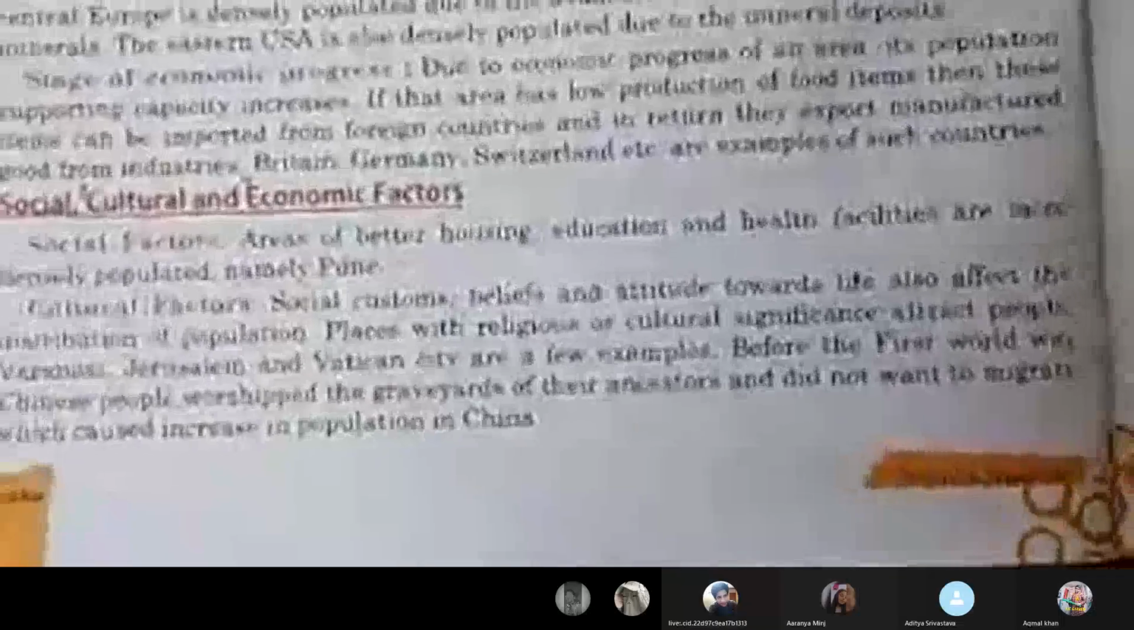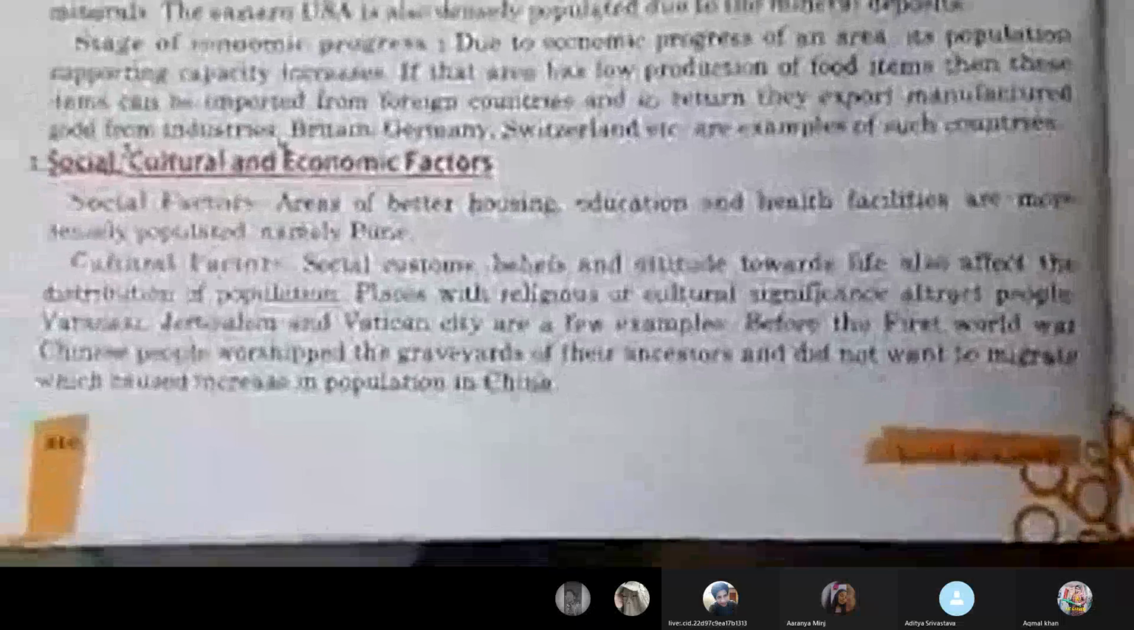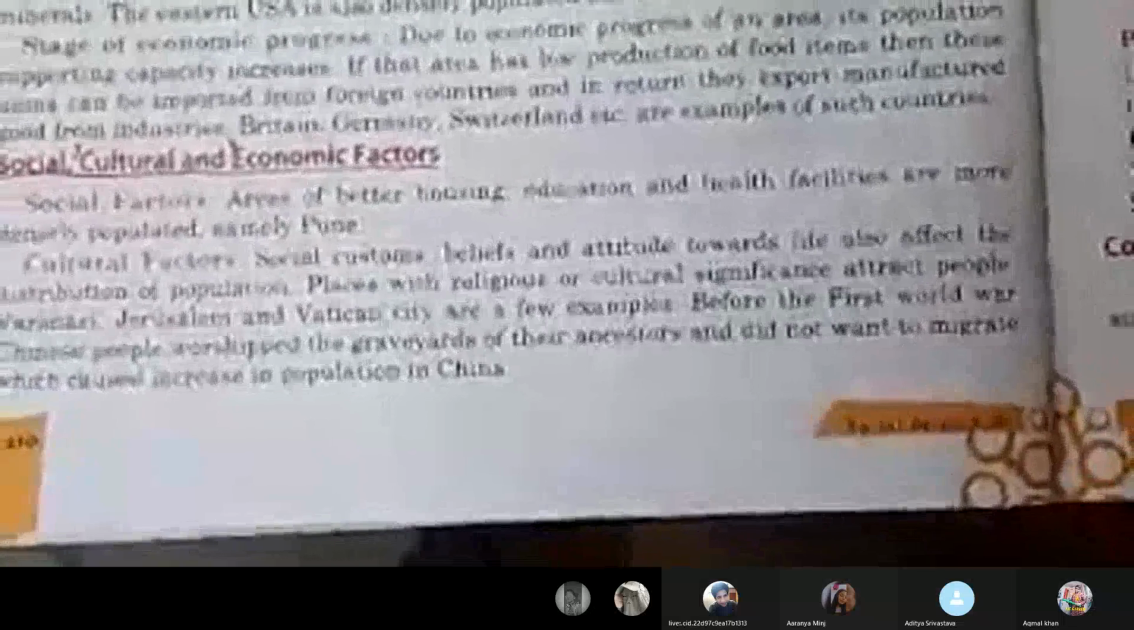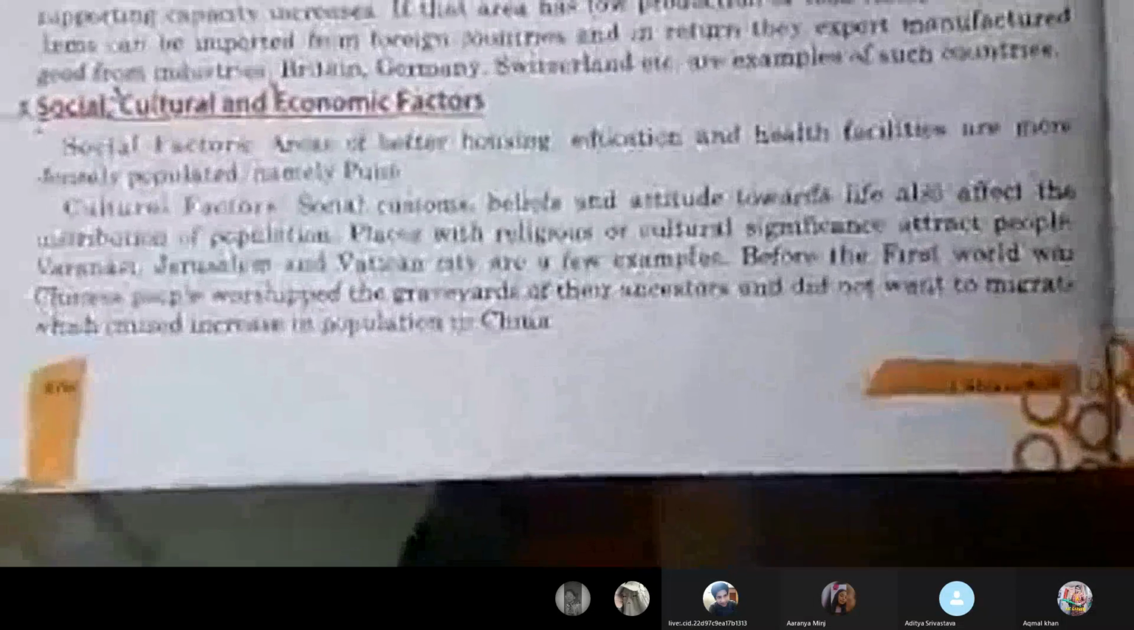So let's take the next heading as social factors. Now, among that, areas of better housing, education, and health facilities are more densely populated, namely Pune. Now, Pune is another very prominent place in India. It has all the facilities which have been mentioned. It has good housing capacity. It is an educational hub there also, and very prim and proper. So those areas which have socially advanced factors, those are also very densely populated.